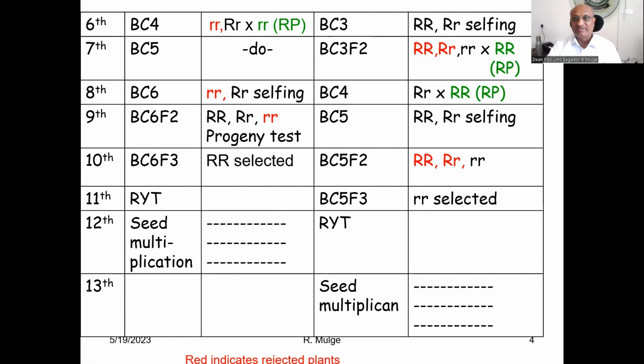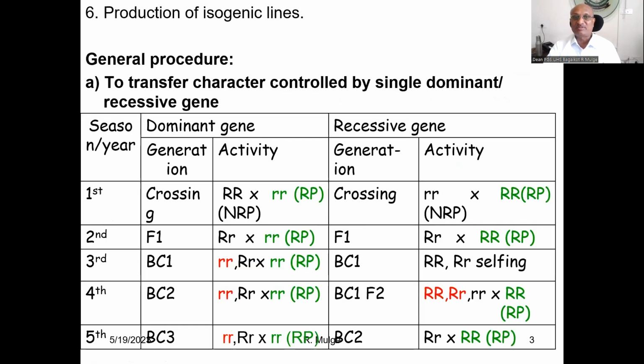This is simple if it is controlled by a dominant gene, right? The desirable character is controlled by a dominant gene. If it is controlled by a recessive gene, then it becomes quite difficult. We'll see this illustration, and that is referred to as modified backcross breeding.